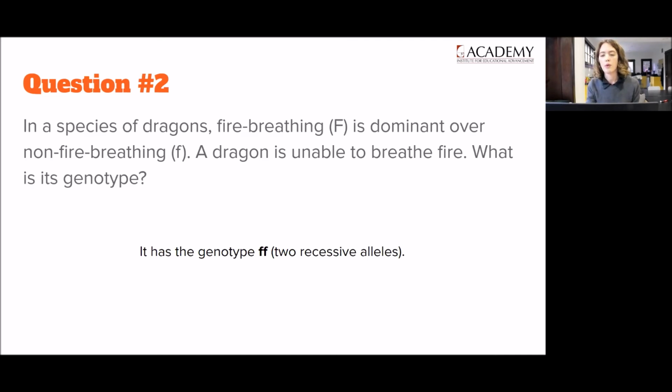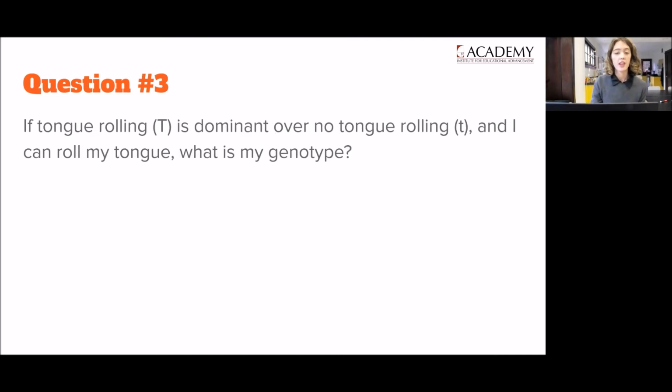Let's do one more. If tongue rolling is dominant over no tongue rolling, and I can roll my tongue, which I can, what is my genotype? So first of all, you can all take a minute to see if you can roll your tongue and do that. That's kind of fun. And then if you can roll your tongue, that's dominant. If you cannot roll your tongue, that's recessive.